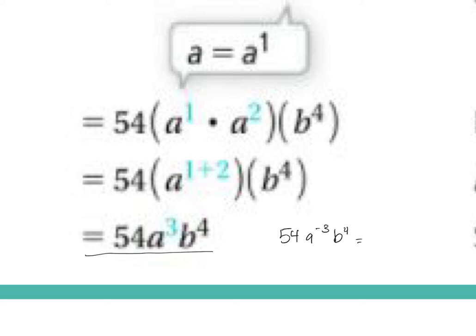Anderson, give it to me. 54b to the 4th over a cubed. Excellent, okay? You just move that negative exponent to the other side of the fraction, and you make it positive.